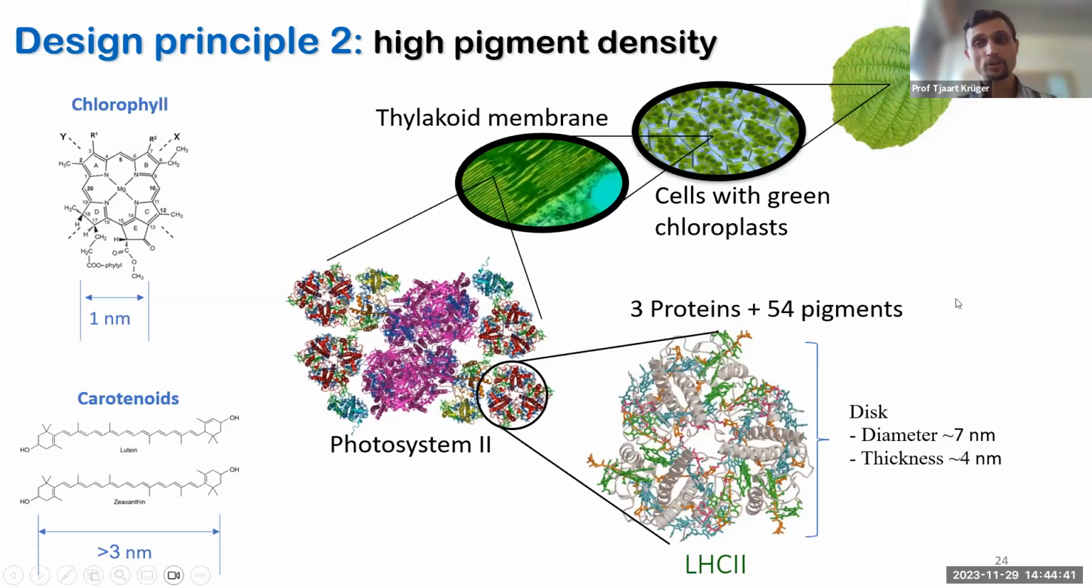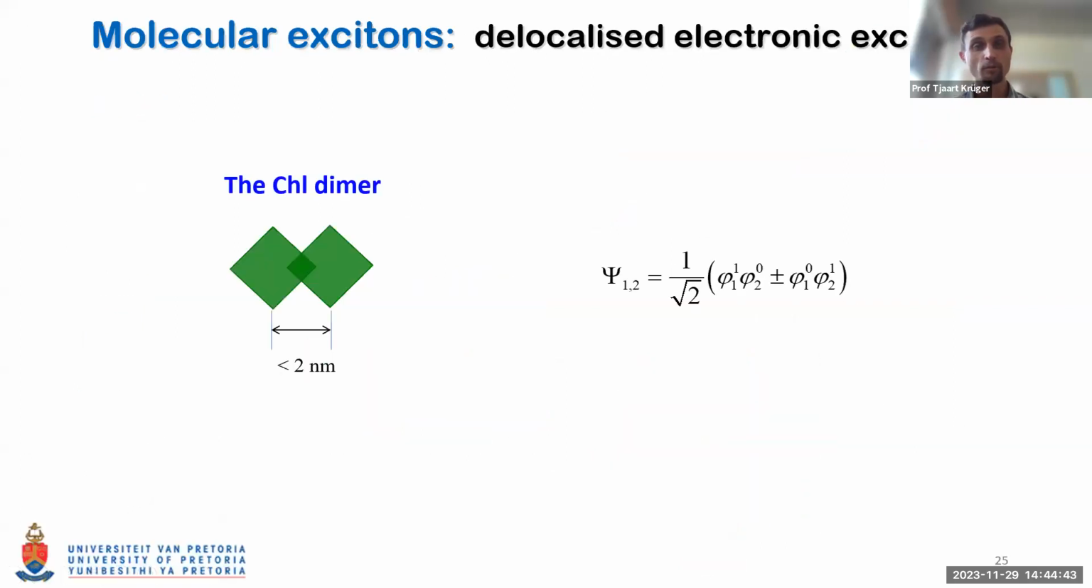Okay, so this gives rise to so-called molecular excitons. Just due to the close packing of all these molecules, there's a strong overlap of the electron clouds, and the electronic excitations are then delocalized over all these strongly coupled pigments. Okay, so let's have a brief look at the mathematical description of that. These molecular excitons normally form, in the case of chlorophylls, when the center-to-center distance is less than 2 nanometers.